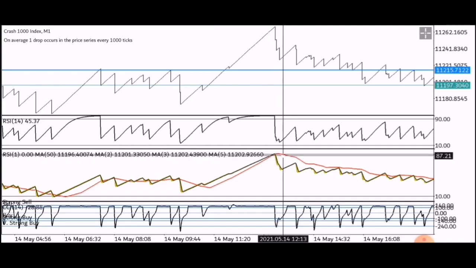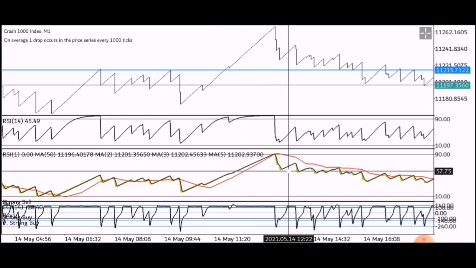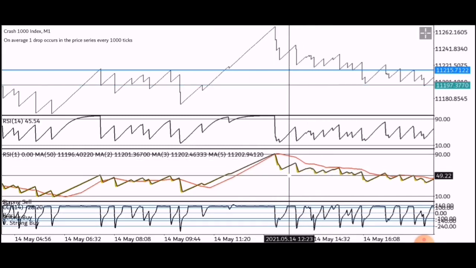If you enter for a sell and you risk just 5 candlesticks, that means you're holding the position for 5 minutes. You're going to catch that spike, and you can see it happening over and over again here.